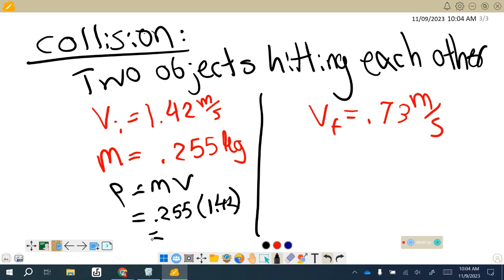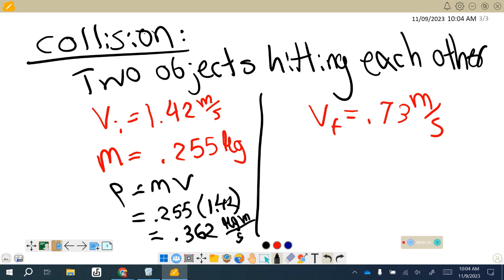Okay, so let's see what we get here. Plug it into my calculator real quick. Our answer here is going to be 0.362 kilogram meters per second. Okay, and then let's look at the momentum over here.